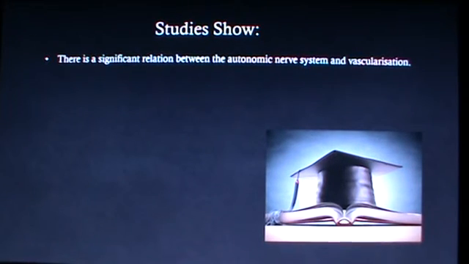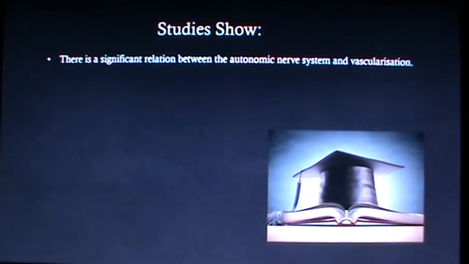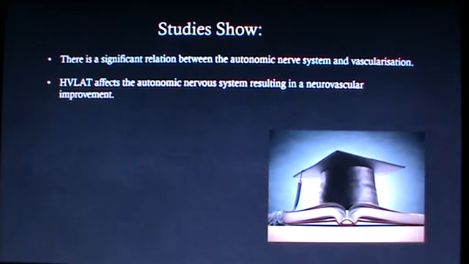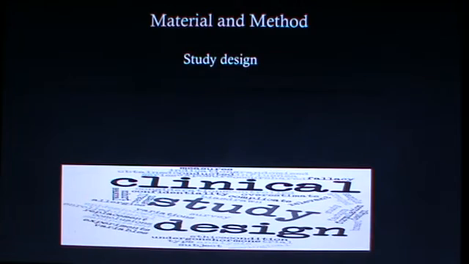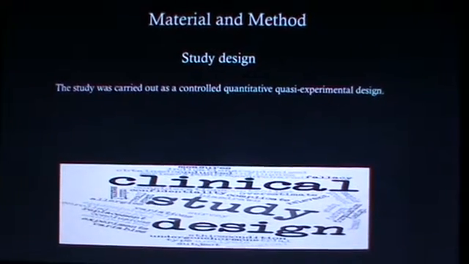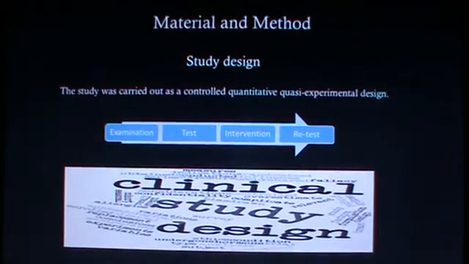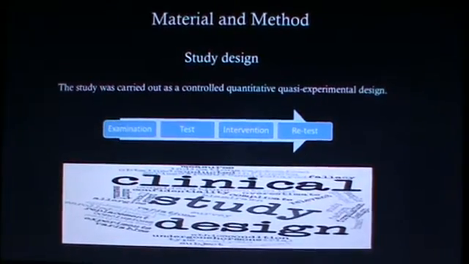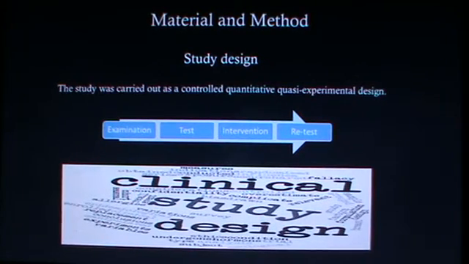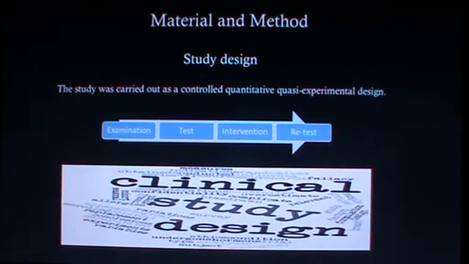Studies show there is a significant relation between the autonomic nervous system and vascularization. High velocity, low amplitude thrust affects the autonomic nervous system, resulting in a neurovascular improvement. My study was carried out as a controlled, quantitative, quasi-experimental design. Examination to find a somatic dysfunction, test by the oximeter, intervention by performing a manipulation, and then retest with the oximeter.